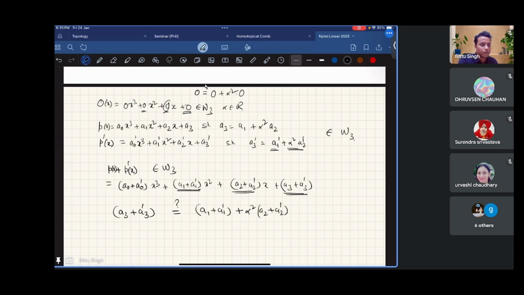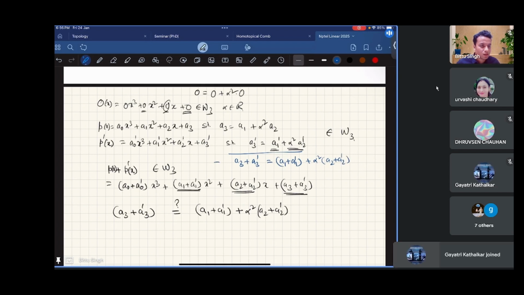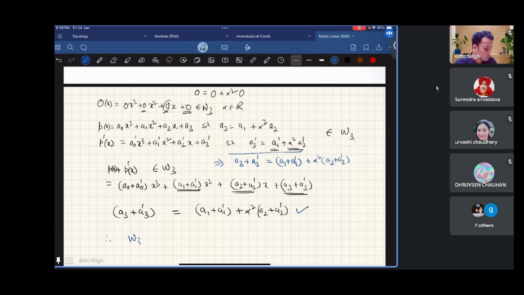Is it true? Can anyone say if it is true or not? So just add those two equations. From here we can see A3 plus A3 dash is the same as A1 plus A1 dash plus alpha square times A2 plus A2 dash. So from here it is clear that it should be true. Therefore, it is true. Hence, W3 is closed under addition.